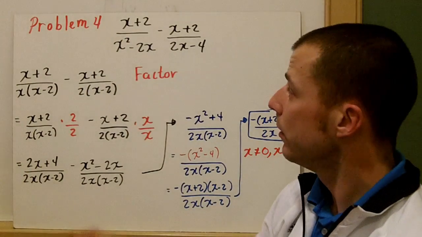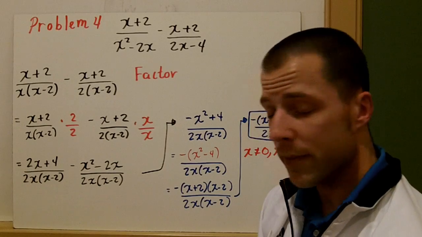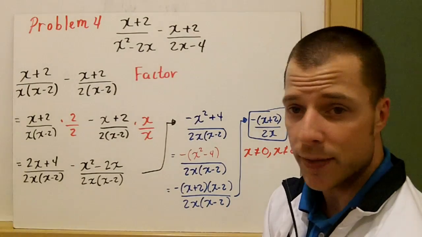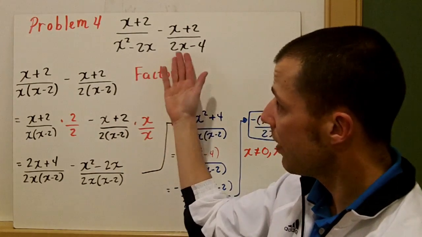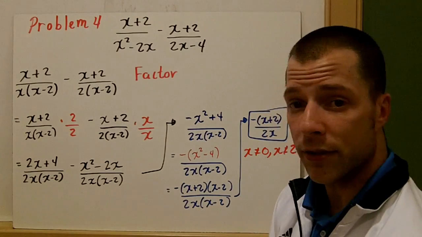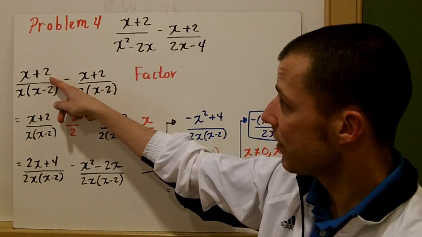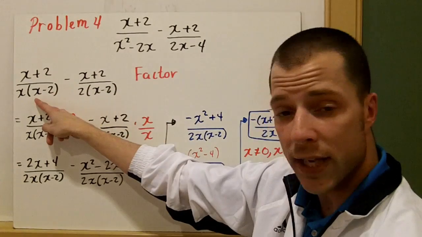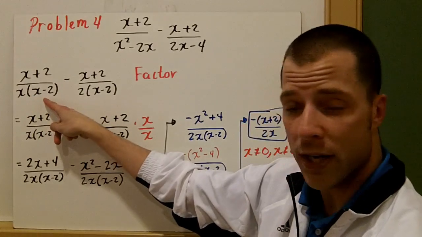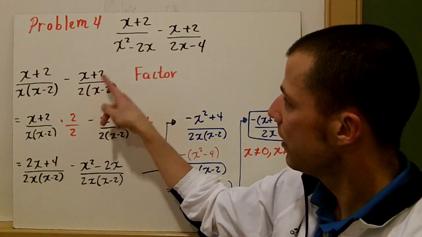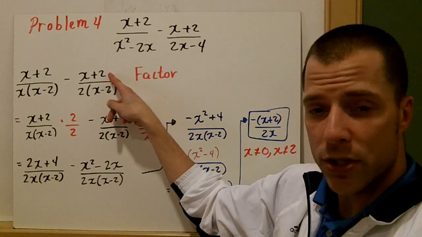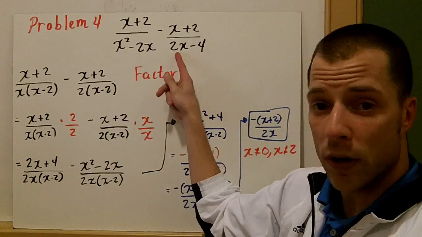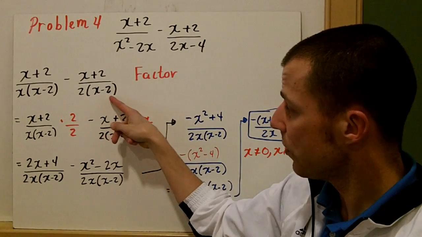Our final example, problem 4, is going to be very similar to the addition problem, yet this time we're going to be looking at subtraction. So again, we look at both rational expressions and try to factor. The numerator can't be factored here, but we notice in the denominator we have a common x. So we factor the x out, and we're left with x times x minus 2. Okay? Minus, we have x plus 2. That can't be simplified. But if we look at 2x minus 4, that has a common factor of 2.